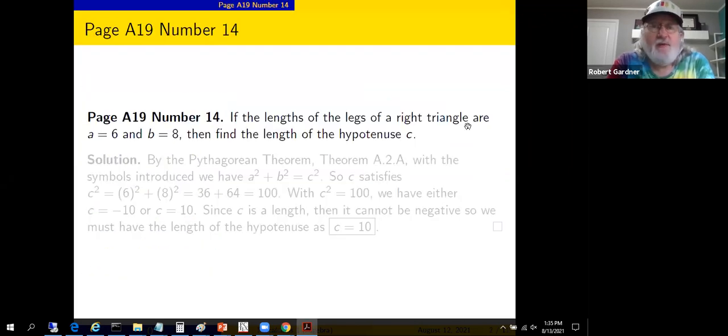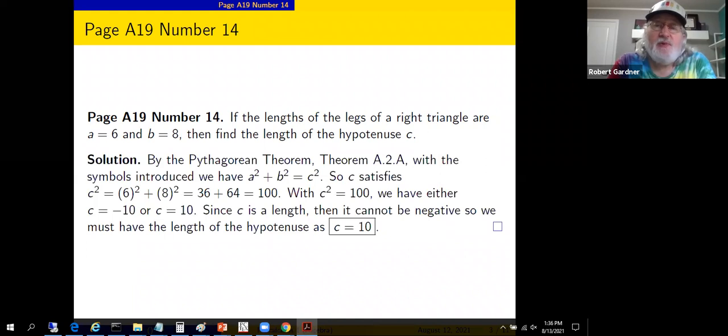Let's look at number 14 from this appendix. If the lengths of the legs of a right triangle are a equals 6, b equals 8, and c is the length of the hypotenuse, then find c. Okay, so it's very much set up in an a squared plus b squared equals c squared style because they've given us the stuff we need: a right triangle, and the lengths of two sides, so labeled. The Pythagorean theorem tells us we have, with this assignment of a, b, and c, a squared plus b squared equals c squared.